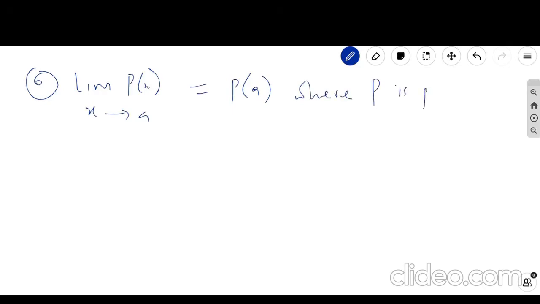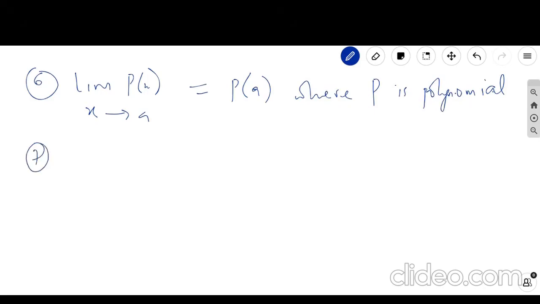Then number 6: the limit of p of x as x tends to a is equal to p of a, where p is a polynomial. This one is talking about direct substitution, where p is the polynomial.